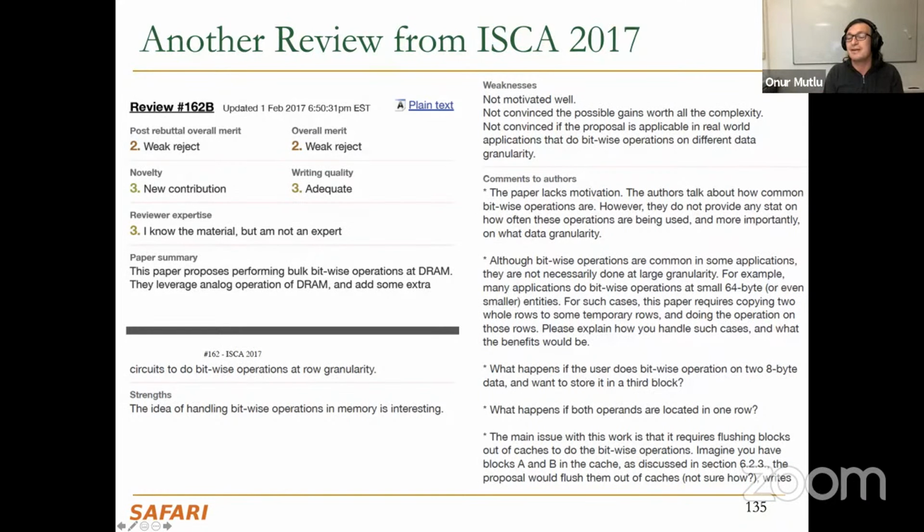You really need to rewrite your application such that it operates on large granularity data, and later works actually showed that you can actually do it. Okay, I think you can pick on more and more of these reviews over here. Yeah, I think we're already out of time. I actually have fun looking at these, but I don't want to take more time.